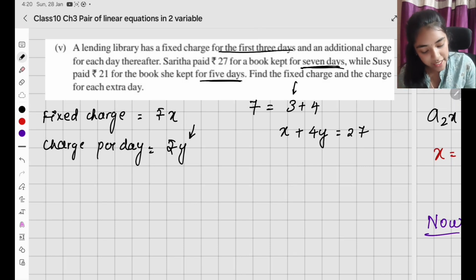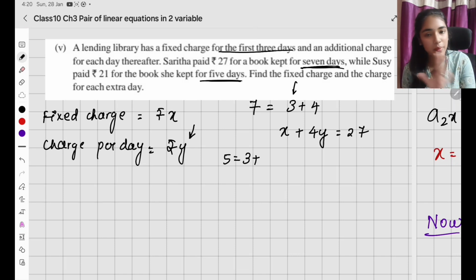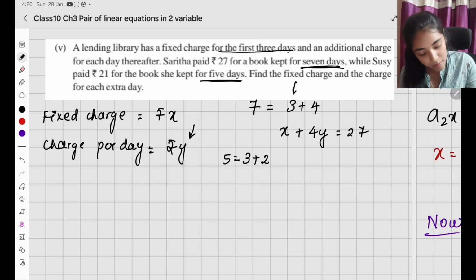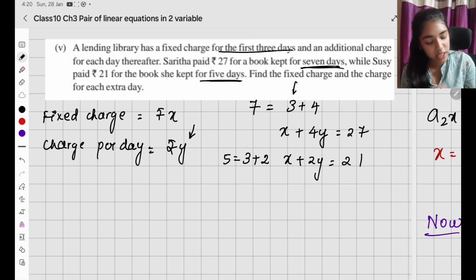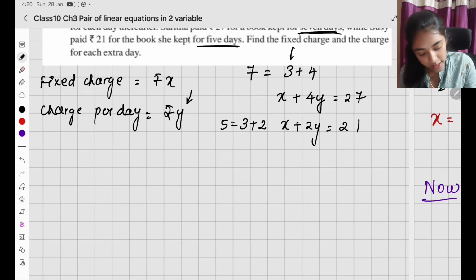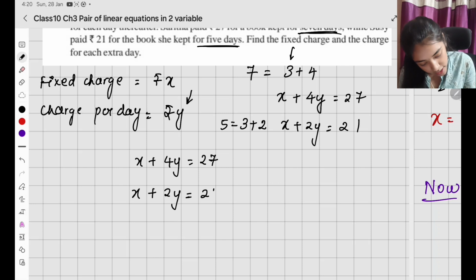இப்போ second equation என்ன? She kept it for 5 days. So இப்போ 5 daysனா they have a fixed charge for 3 days. So 3 daysக்கு தனித்தனியா pay பண்ண வேண்டாம். 3 daysக்கு அப்புறம் எவ்வளவு நாள் வச்சிருந்தா? 2 days வச்சிருந்தா. So அதுக்கு pay பண்ணணும். So she has to pay x plus 2y equals 21. So these are the two different equations. Okay, so we have x plus 4y equals 27, x plus 2y equals 21.